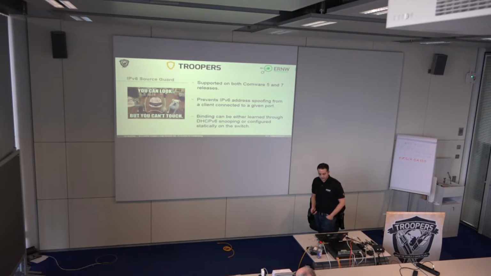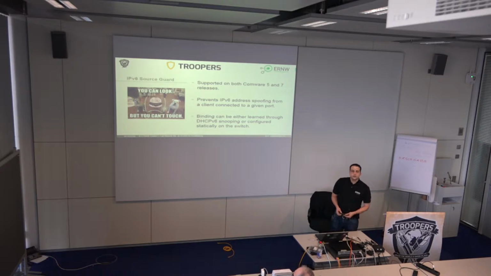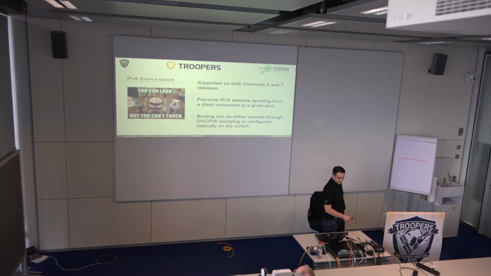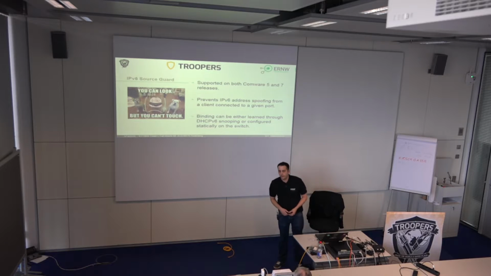And another feature which HP implemented is IPv6 source guard. Also supported on CommWare 5 and 7 releases, it prevents IPv6 address spoofing from a client connected to a given port. This source guard binding can be either learned dynamically through DHCPv6 snooping, or I can configure it statically on the switch. But the dynamically learned variant is the preferred one, because otherwise you would have, based on the amount of ports and clients you have, quite a lot of configuration to do on the switch.